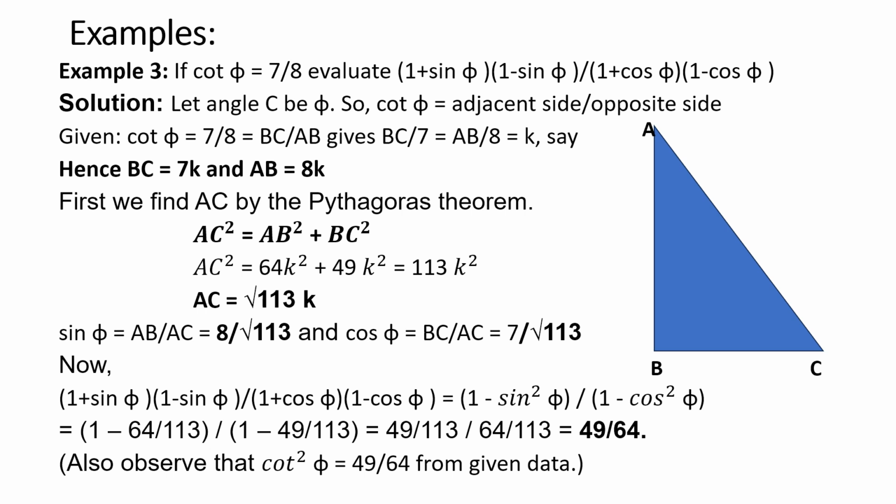Also over here you can observe that directly if you square cot phi, that will also give you 49 by 64. Now these are some equalities which you will be studying further. Also this same example can be solved easily if you know some trigonometric identities. But from trigonometric ratios, this is how you need to solve the example.